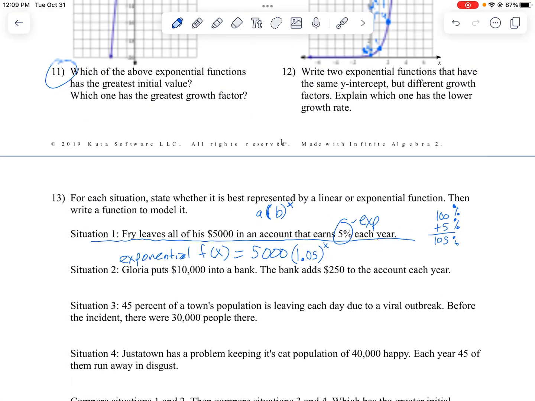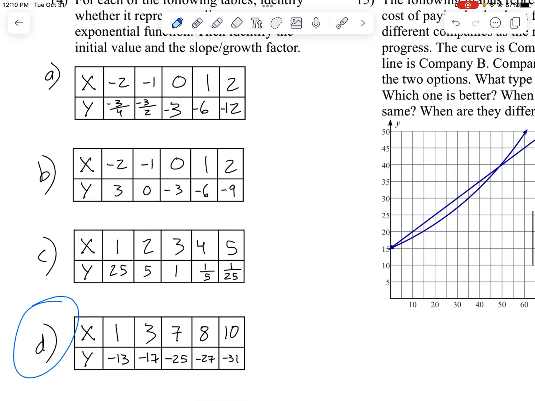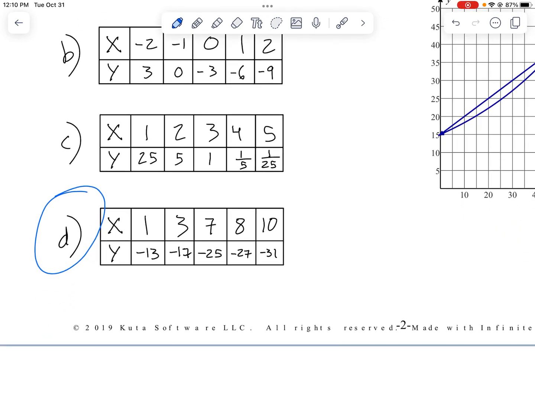So there we go. And then on this last section here, on problem 14, you're confronted with a bunch of tables. You need to be able to identify the linear and exponential and identify the initial value and/or slope or growth factor. Let's go to D. Let's see here. No, this one's a little weird. Right here it's subtracting 4. Subtract 4. And then here, it looks like it is subtracting 8. And then this one, it's subtract 2.